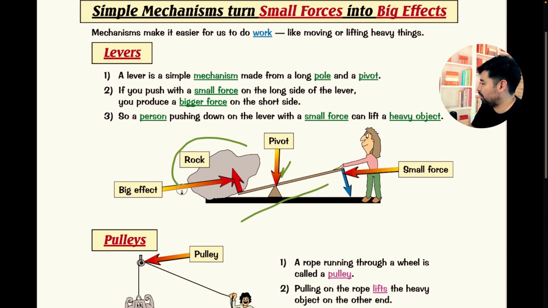There is a heavy object here, which is a rock, and there is a small force here on this side, right? Okay, and the pivot in the middle, and there is this big effect, right? Because with a small force, you can move something on the other side. And this is a mechanism that helps you if you ever need to move something, because if you try it, think with me, if we try to move that only using our hands, it would be much, much more difficult. So is it clear? I hope so. So let's continue.